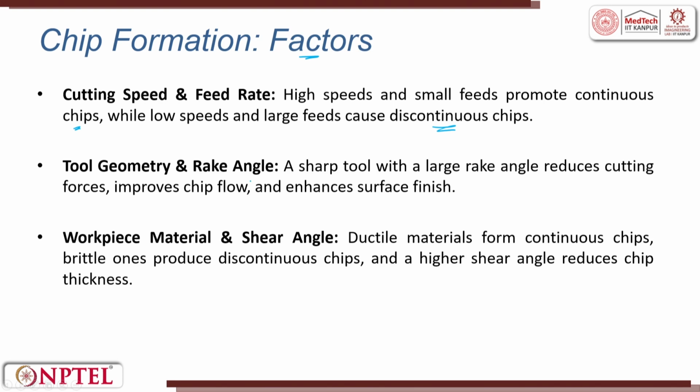Tool geometry and rake angle: a sharp tool with a larger rake angle reduces the cutting force, improves the chip flow and enhances the surface finish. The workpiece material and the shear angle: ductile material forms continuous chip, brittle ones produce discontinuous chip, and a higher shear angle reduces the chip thickness, which is Tc.